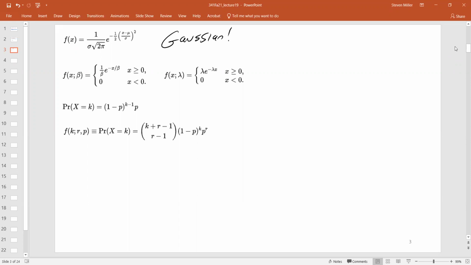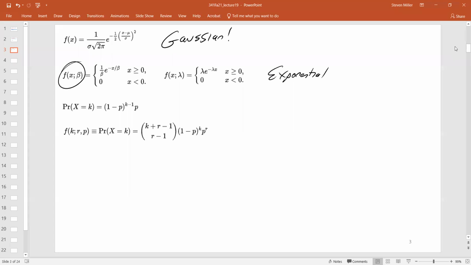The second one, there's two versions, is the exponential. I pulled these images from Wikipedia. I actually prefer this one, because when you look at this one, then beta, the parameter, is actually the mean. In the second one, lambda is the reciprocal of the mean. And I much prefer to have my parameter be the mean.